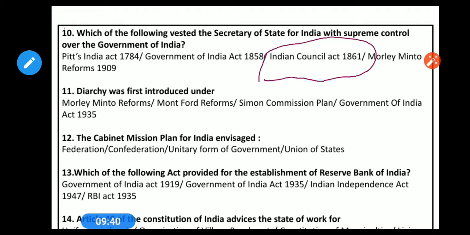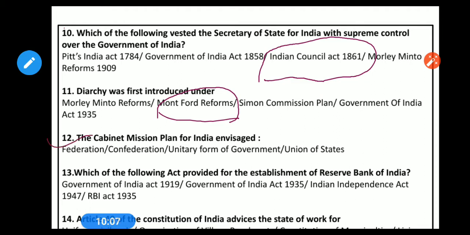11th question. The dyarchy was first introduced under which of the options: Morley-Minto Reforms, Montagu-Chelmsford Reforms, Simon Commission Plan, Government of India Act 1935. The correct option is the second, that is Montagu-Chelmsford Reforms. Through these reforms dyarchy was introduced, the bicameral legislature was introduced, etc.